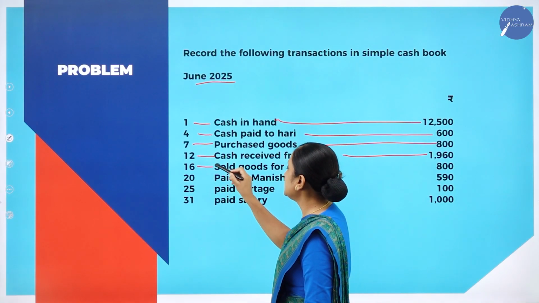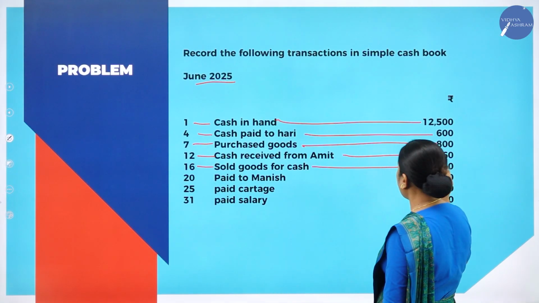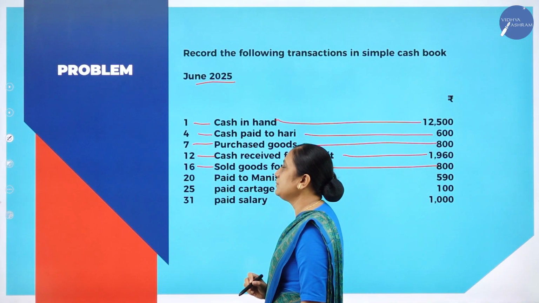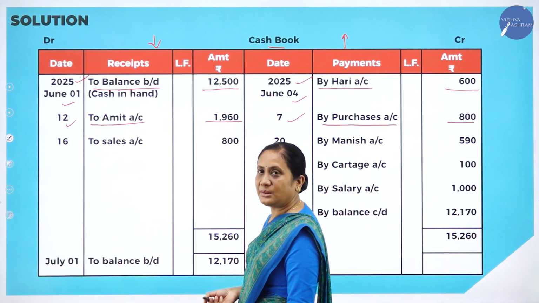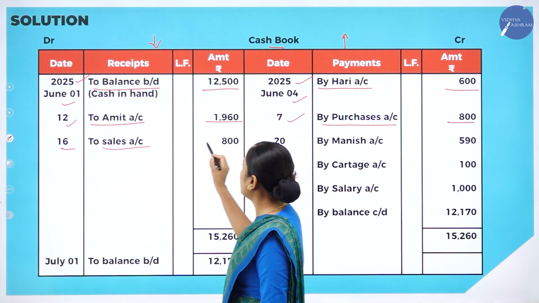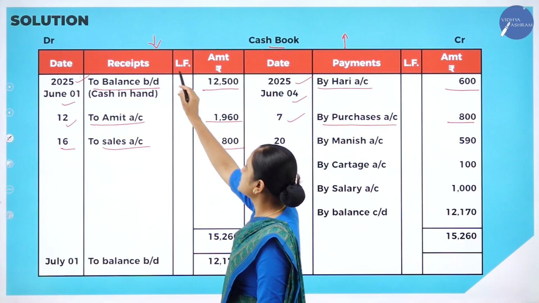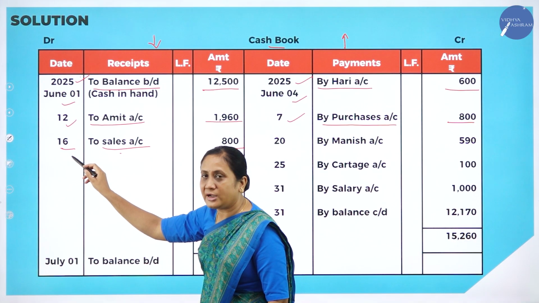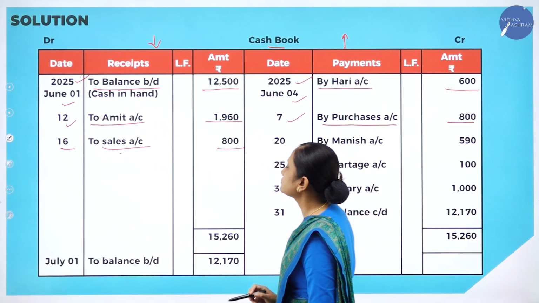Next, 16th, sold goods for cash 800. Sales is taking place. Whenever sales is taking place, what is happening? Cash is coming into the business, correct? So 16th, to sales account 800. 800 is coming into the business due to the sales which happened on the 16th.